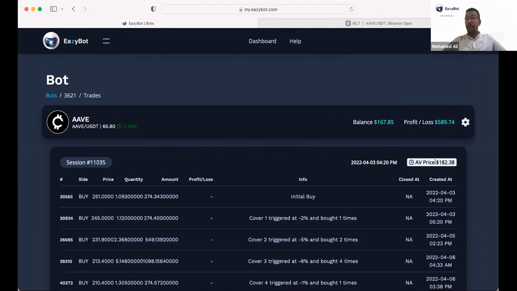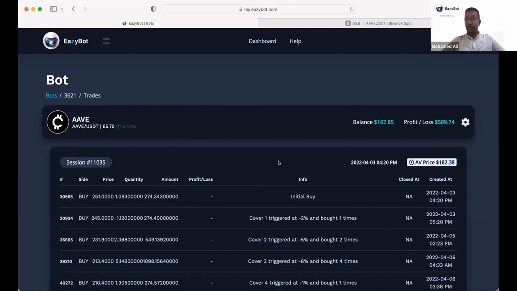And right now the average price, because of these small trades that are happening, is 182. So let's do the math and calculate that. 225 minus 182, so that's $43 brought down. Divided by 225, that means 19.1%.